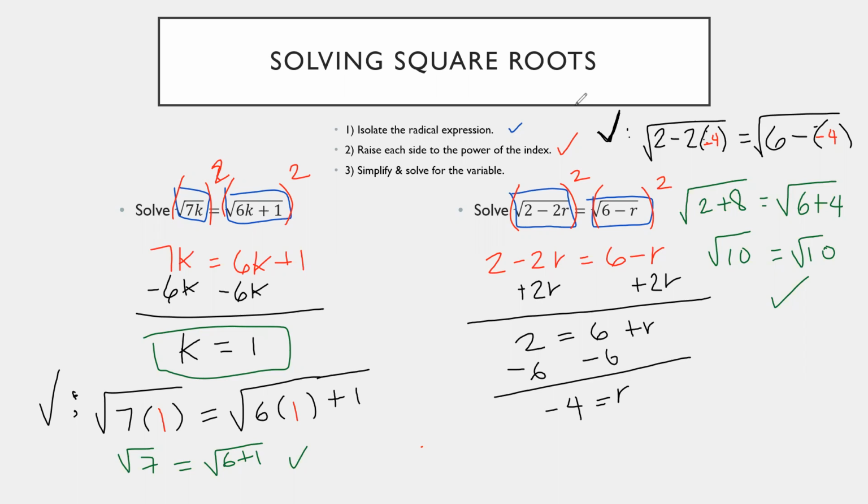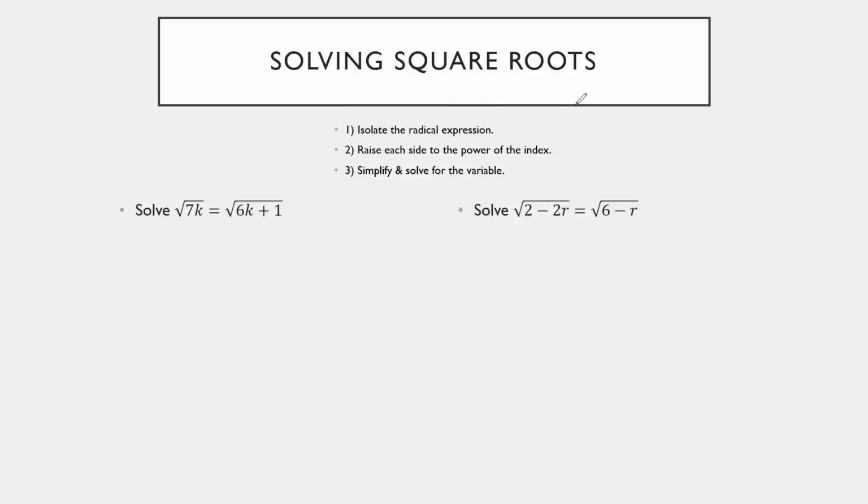Awesome. So there's going to be one more type of problem that you're going to encounter when solving square roots. And this one is a little bit tricky. So here we have a square root plus a number is equal to a variable. This one's just a little bit more complex, but the steps remain the same.